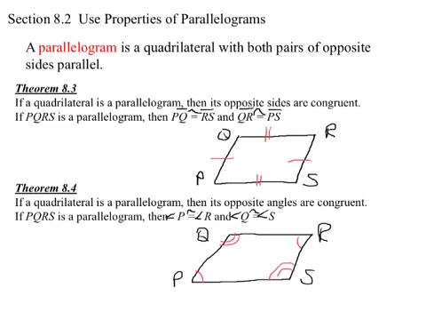Theorem 8.4. If a quadrilateral is a parallelogram, then its opposite angles are congruent. So I have PQRS again. If it's a parallelogram, then angle P and angle R are congruent, and angle Q and angle S are congruent.